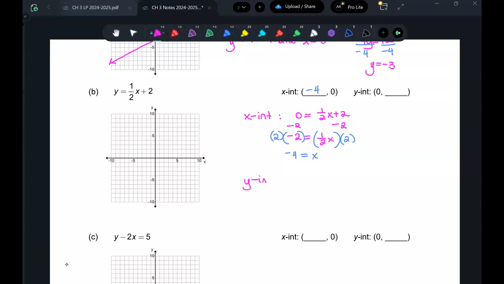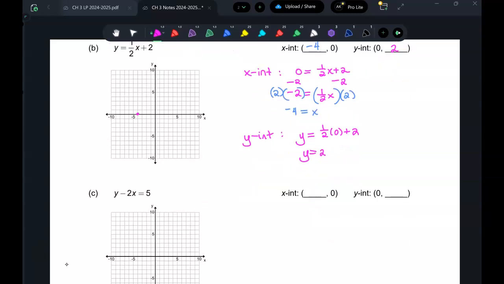Okay, so now what about the y-intercept, Jonah? So you have to make x equal 0, so you just do y equals +2, which means y equals 2. Okay, so my x-intercept is -4, 0. My y-intercept is 2. So where are we going to put that? Right next to the -5, just 1 to the left. And then the other one is at 2.